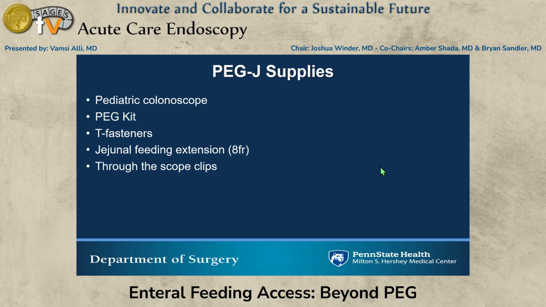For the PEG-J, generally a colonoscope is useful for the additional length to make sure you have distal feeding access, and you are able to place a T-anchor to secure that. You can also place an extension through an existing PEG without replacing the whole system, so I'll demonstrate those here.